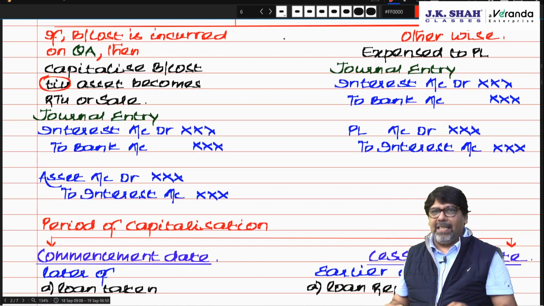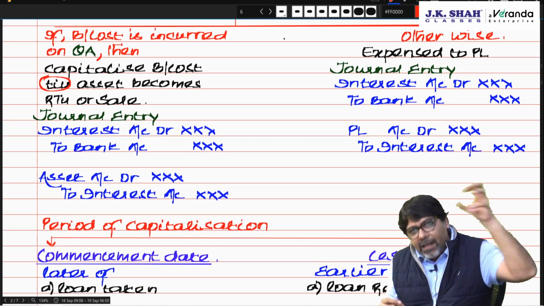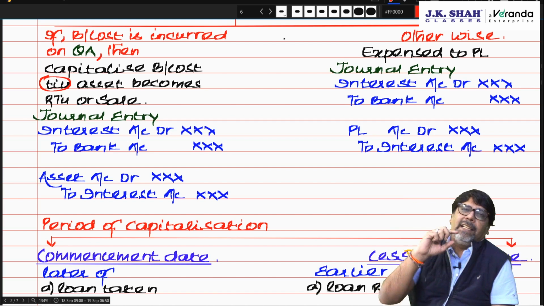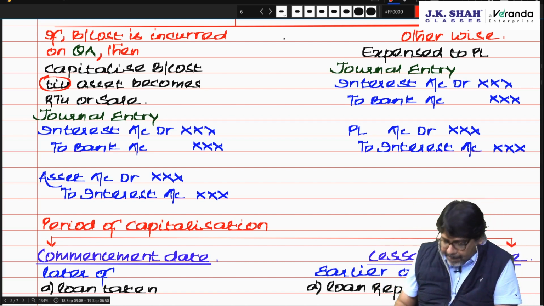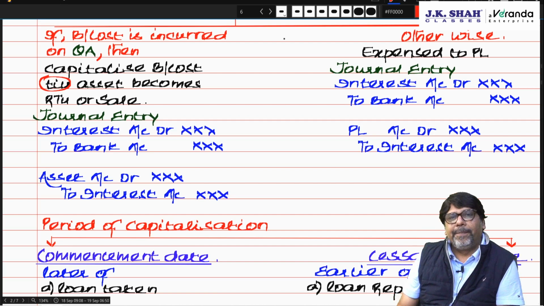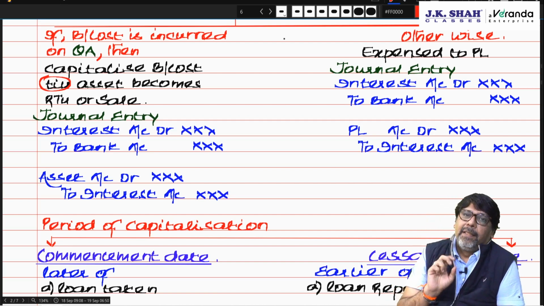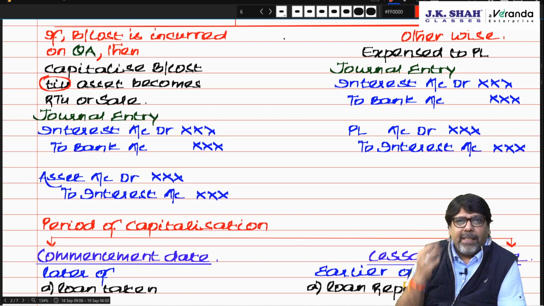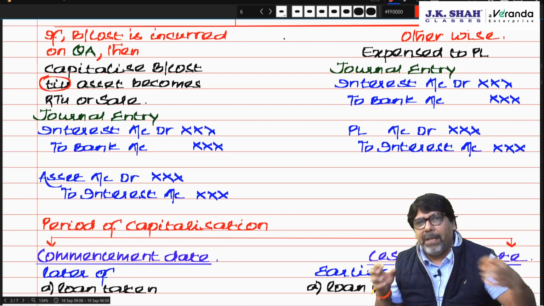That means this standard tells us that if the borrowing cost is incurred on qualifying asset, then such interest should be capitalized, else it should be transferred to P&L. Why like this? Let us think a little. There are two reasons for it. Reason number one. Logically, we think interest is a period cost, not a point cost. It is for a period.